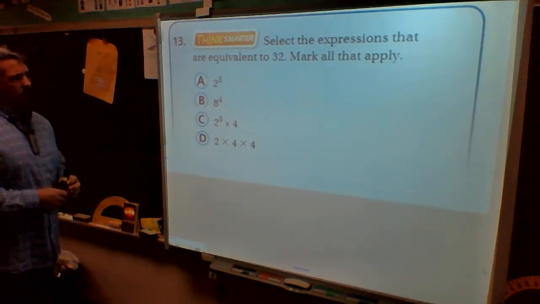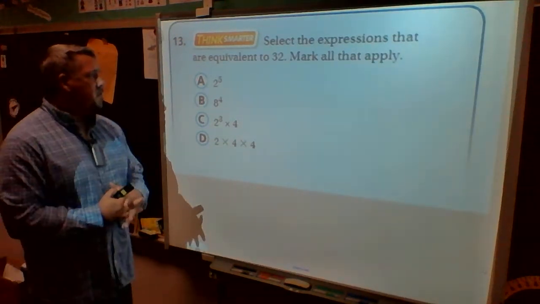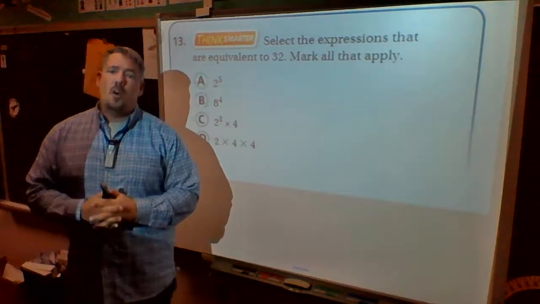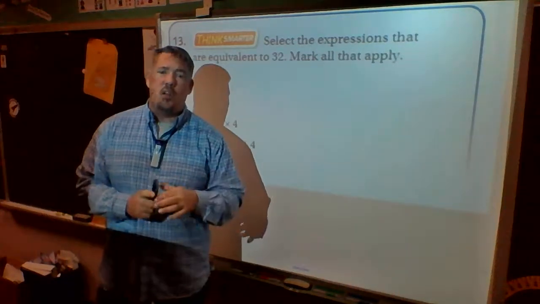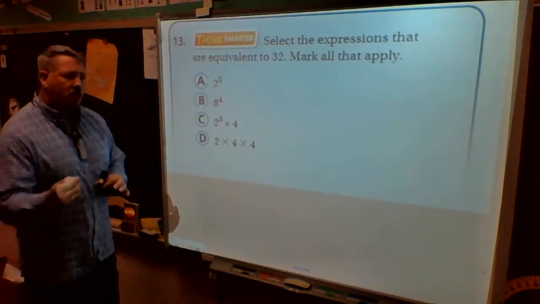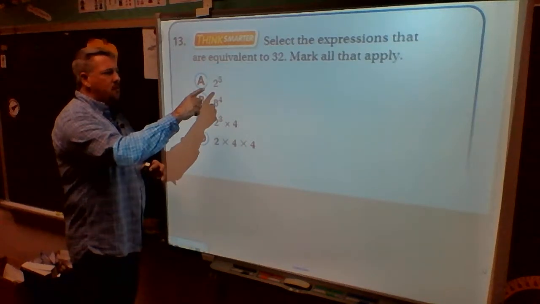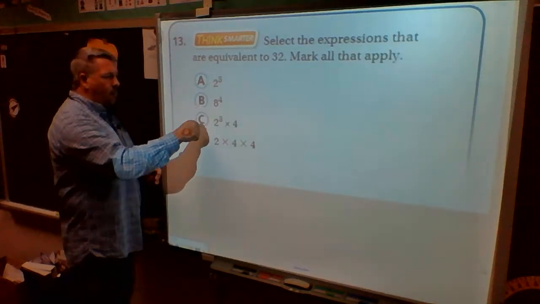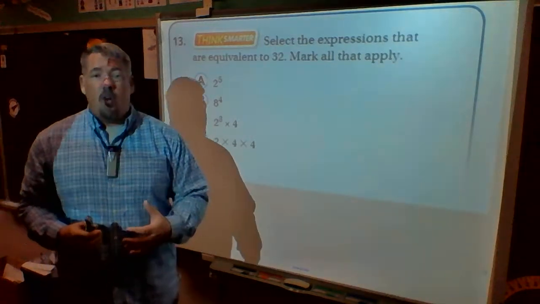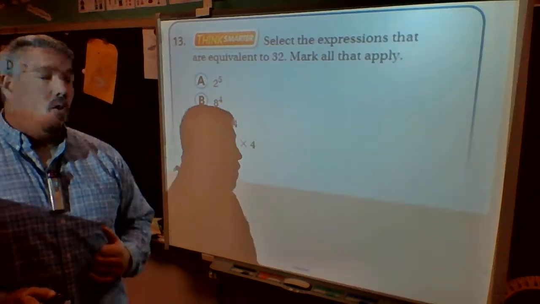On number 13 then, it says, select the expressions that are equivalent to 32, mark all that apply. So once again, if you just jump in there and start without pausing and thinking about what exponents tell me, I may think, well, 2 times 5 is 10. No. 8 times 4 is 32. Yes. And then I have to solve for each of these so I know a yes or a no.